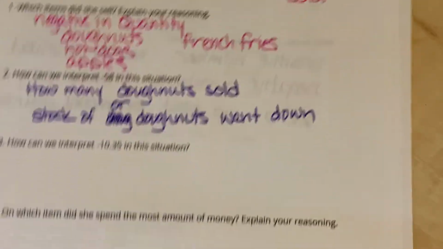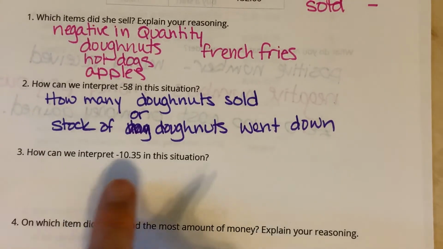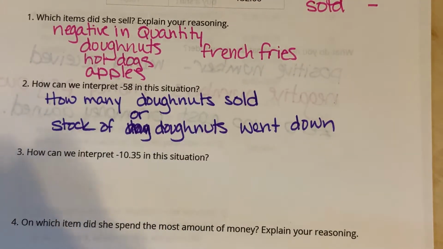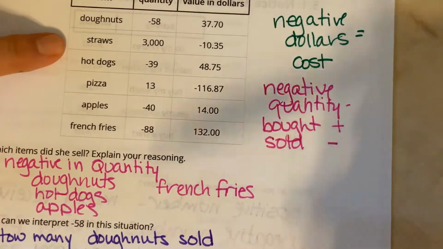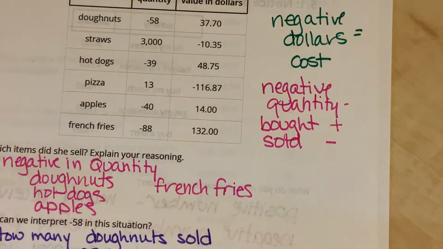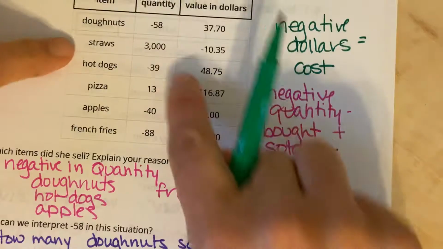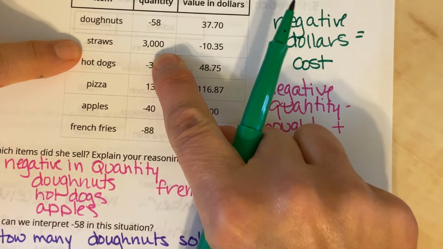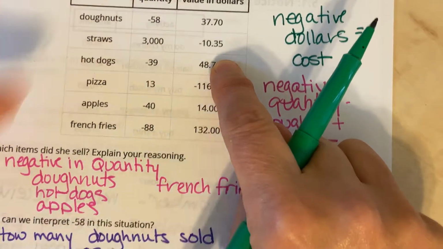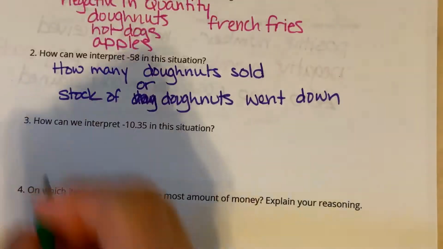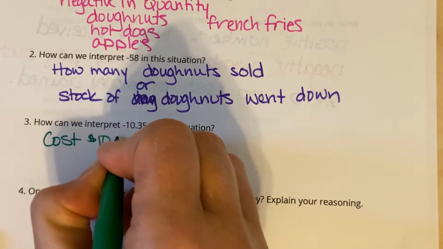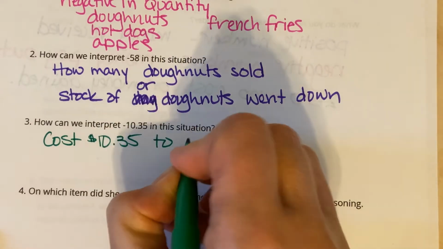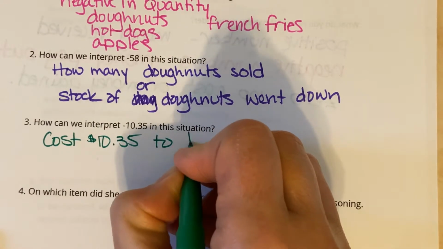The next question is asking, how can you interpret negative $10.35? Let's look at where that was. That was right here with the straws. Well, it looks like I received 3,000 straws. This is probably what I had to pay for them. So I would say that it cost $10.35 to buy 3,000 straws.